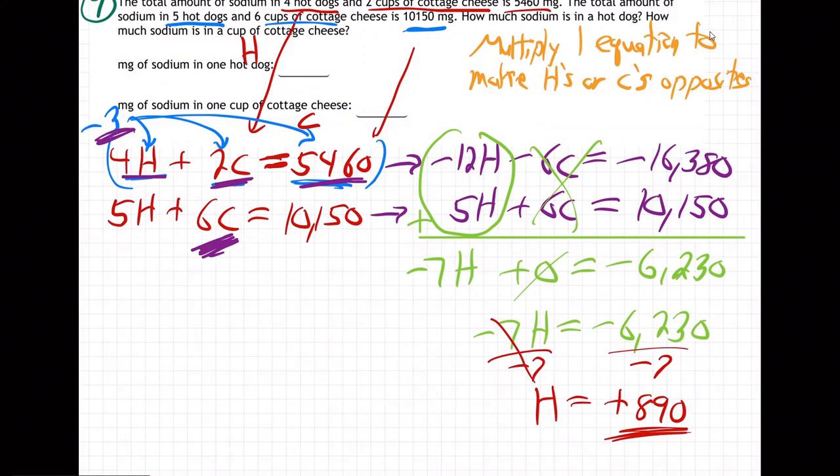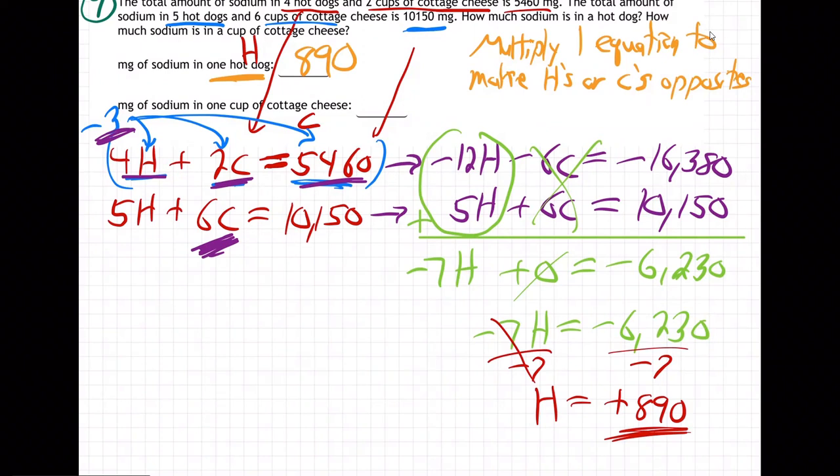890. Okay, so now what do we do once we got, so that's how much sodium's in a hot dog? 890. That's the hot dog sodium. Probably true. Lots of sodium in a hot dog. After eating a hot dog, I'm just super thirsty and thinking maybe I shouldn't have eaten that hot dog.